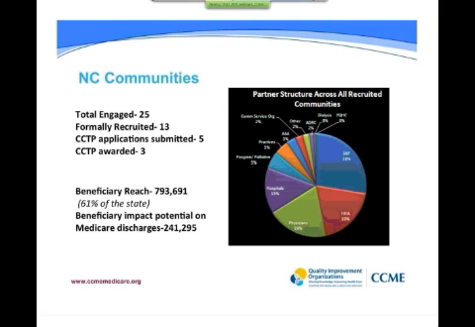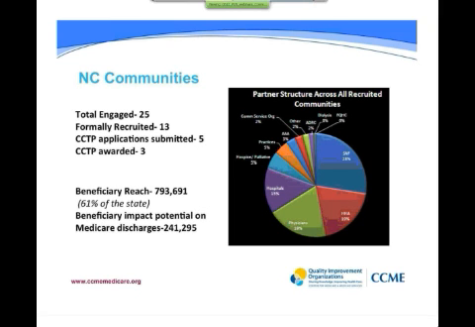You can see here the reach, our beneficiary reach for our state: 61% of our beneficiaries are in our care transition community. So we're very excited and very happy that we have such a large reach, and we have a very good potential impact on 241,295 Medicare discharges.